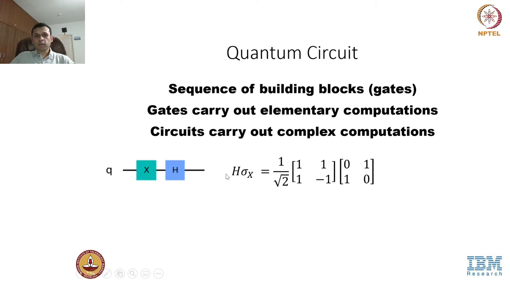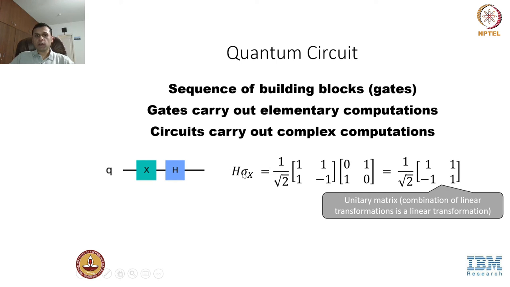But it's going to be applied in reverse order, because if you see that the time goes from left to right, and first the sigma X gate is applied to the vector Q, and on the output of that we apply the Hadamard gate. Therefore, the net transformation that happens is going to be H multiplied by sigma X, and that's what you see here. And so for any gates that we have in sequence, to find out what the net transformation is, all we have to do is do a matrix multiplication of the gates in that sequence.